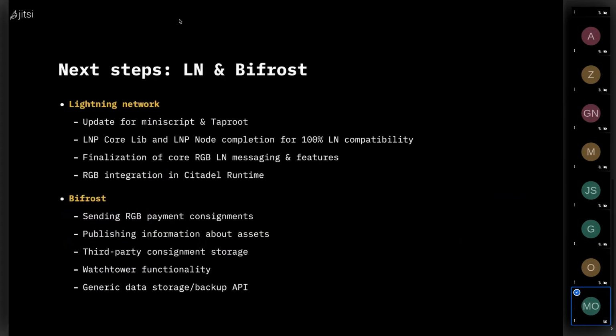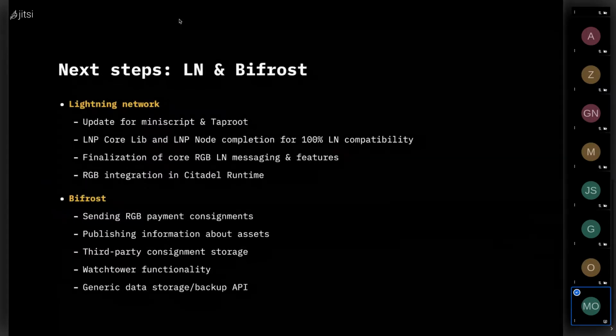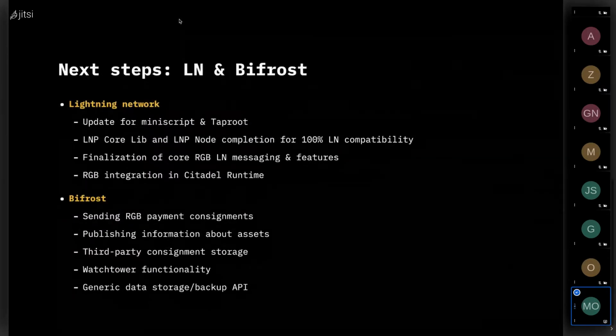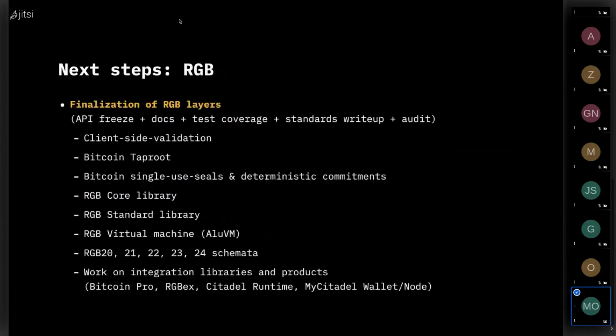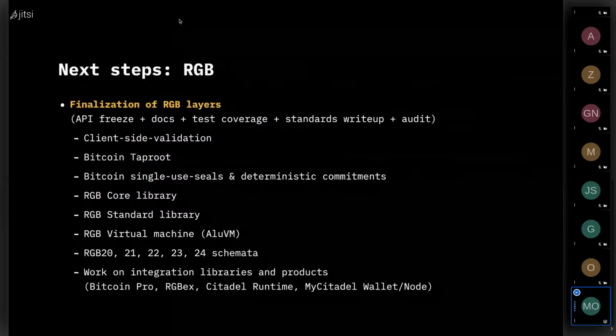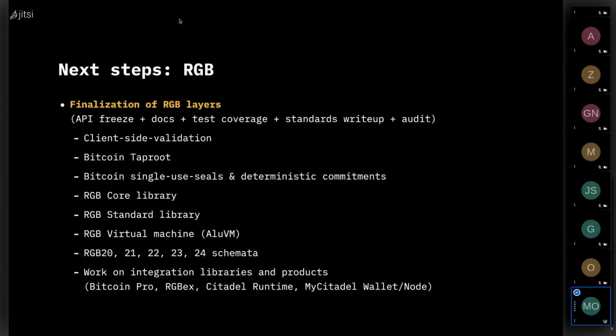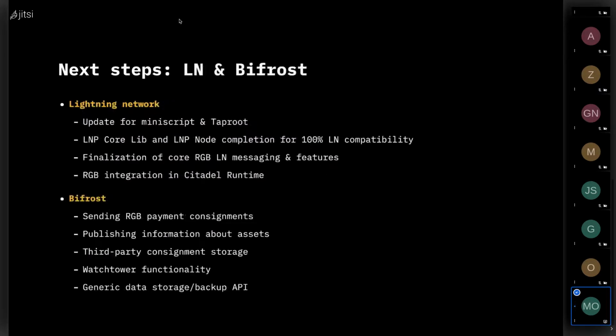And the roadmap that we already have described, with the Bifrost part added. Once we have all RGB layers finalized and released to the main, to production, I wouldn't say production, but meaning that we freeze the API and we are ready for the audit, and it's completely test covered and all schemata are completed. Then comes completing the integration with the Lightning Network and these surgical updates to the Lightning Network, which are listed here.